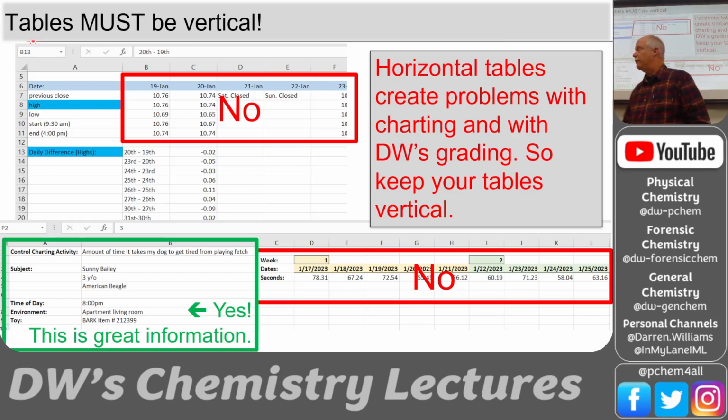This is great information over here. This was the amount of time it takes this person's dog to get tired from playing fetch. Every day in their apartment, they would throw the ball, and the dog's name was Sunny Bailey. He's 3 years old, an American Beagle. They were in the living room. They did this every day at 8 o'clock, and the toy was bark item number 21, 23.99. It's very specific information. It was great, so she put all that in her report. So yes, more information is good. You don't have to be crazy with it, but be professional and be specific.